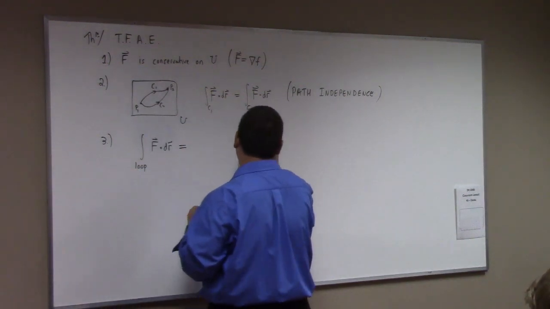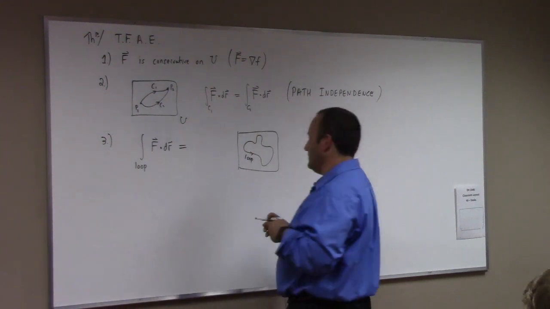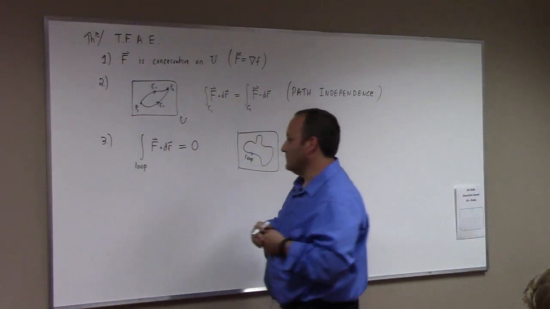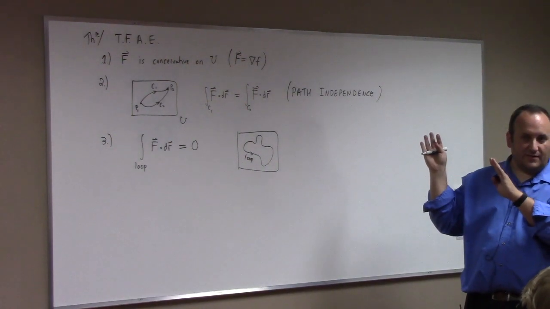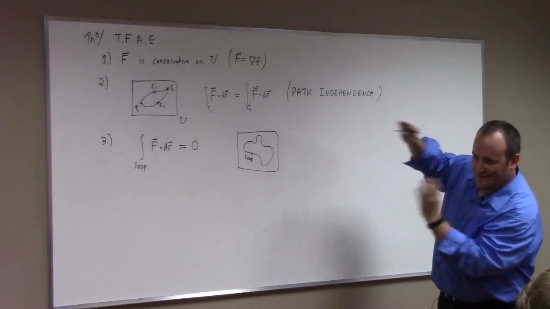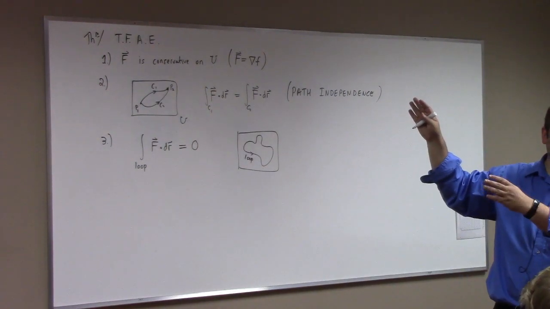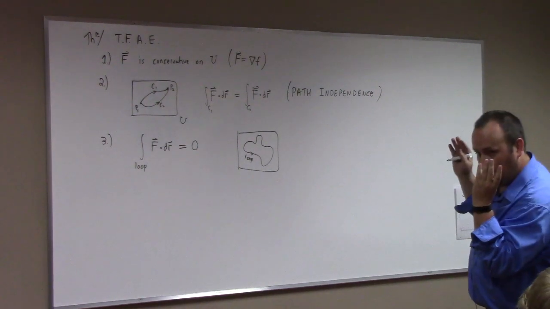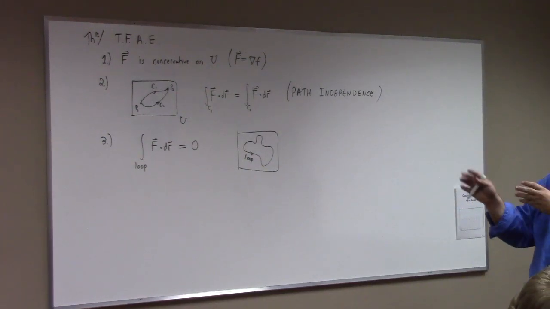So here's a picture of a loop. Right, 0. Now, to be clear, I'm not being super clear about the quantifiers. I mean for all possible paths in U. It's not enough that it just happens for one pair. It has to happen for all possible paths. That's path independence. It has to happen for all possible loops inside U. That's what I mean by 3.